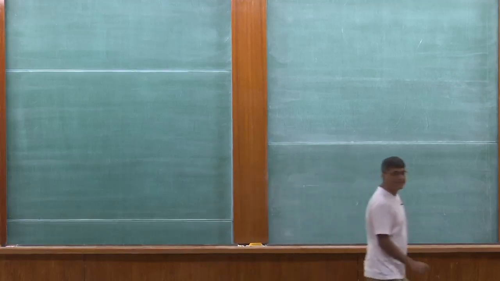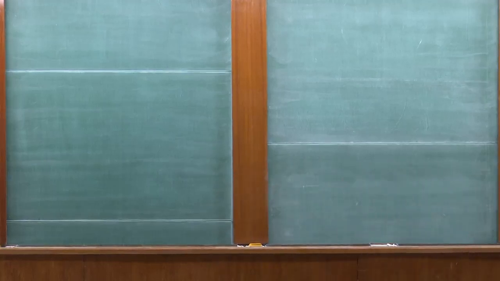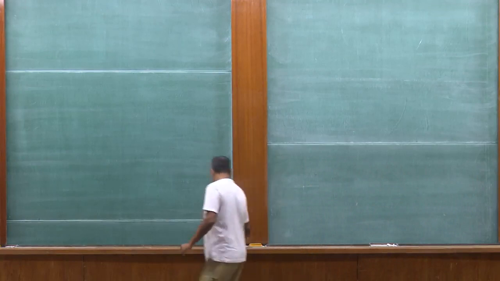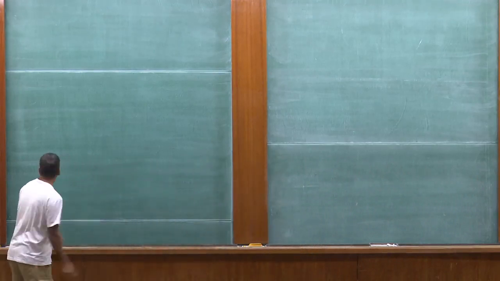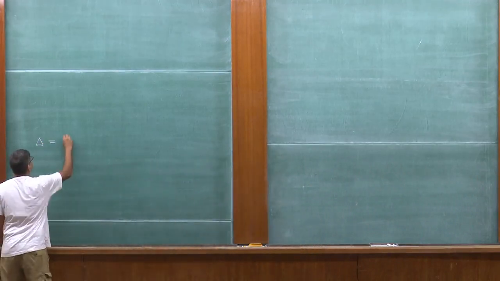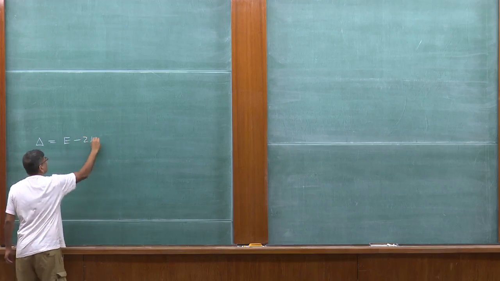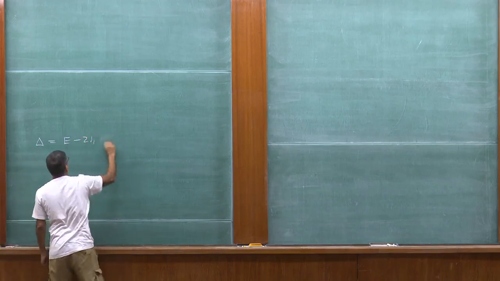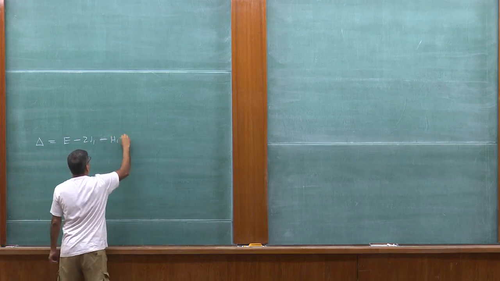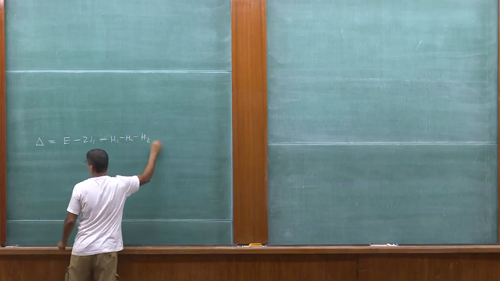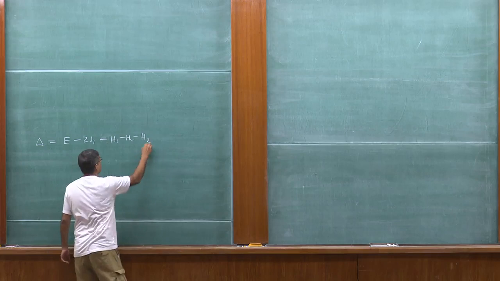Index of n equals four, Young's theorem. Okay, so let me remind you, we had, somebody help me with the formula. We had delta is equal to E minus 2J1 plus minus H1 minus H2 minus H3. Was that correct, please? Somebody? Yes?